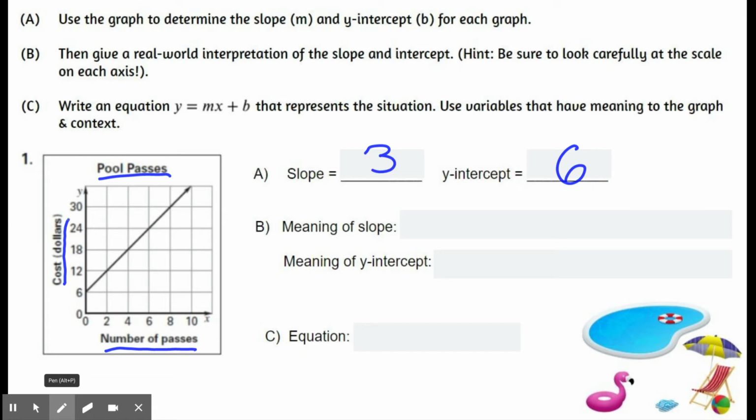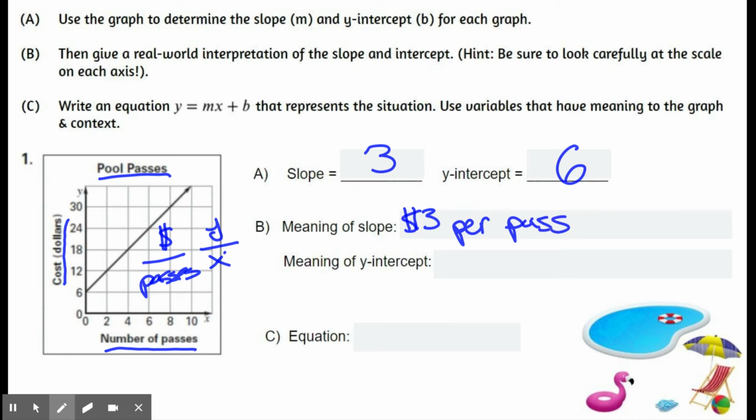So the slope, think about it. We're talking about rise over run, so the change in y over the change in x. So we're talking about how much y is referring to money. So we're talking about money, and we're talking about the number of passes. So the slope is talking about how much it costs for every pass you buy. So the meaning of the slope is that it costs $3 per pass. So to go to the pool, one person has to pay $3 to get a pass to go to the pool.